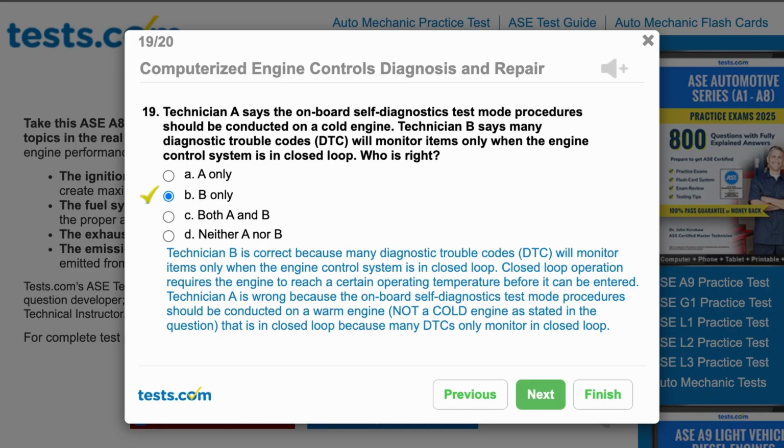B only. Technician B is correct because many diagnostic trouble codes will monitor items only when the engine control system is in closed loop. Closed loop operation requires the engine to reach a certain operating temperature before it can be entered. Technician A is wrong because the onboard self-diagnostics test mode procedures should be conducted on a warm engine, not a cold engine as stated in the question. That is, in closed loop, because many DTCs only monitor in a closed loop.